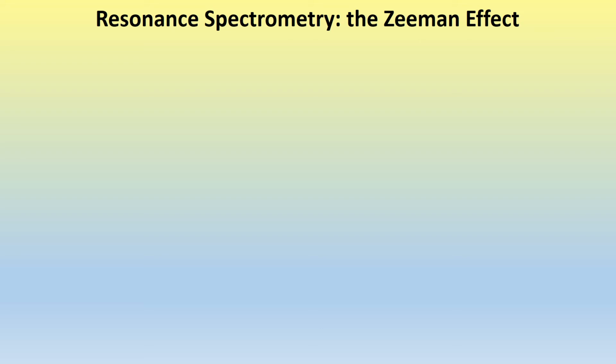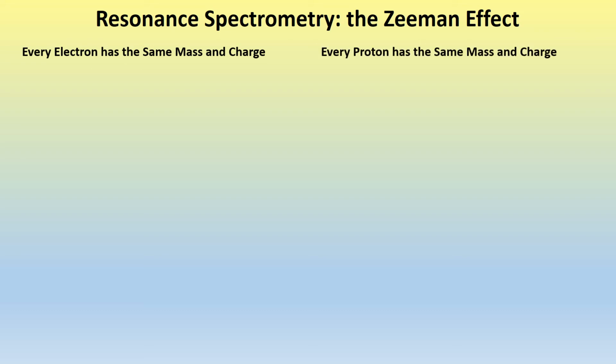Protons and electrons are both fermions, spinning charged particles which can be brought into resonance in a magnetic field. However, every electron is identical to every other electron, and every proton is the same as every other proton. Therefore, one would think every electron would resonate at the same frequency, and every proton would resonate at its own frequency. The reason why one gets a useful spectra out of resonance spectroscopy is due to something called the Zeeman effect.